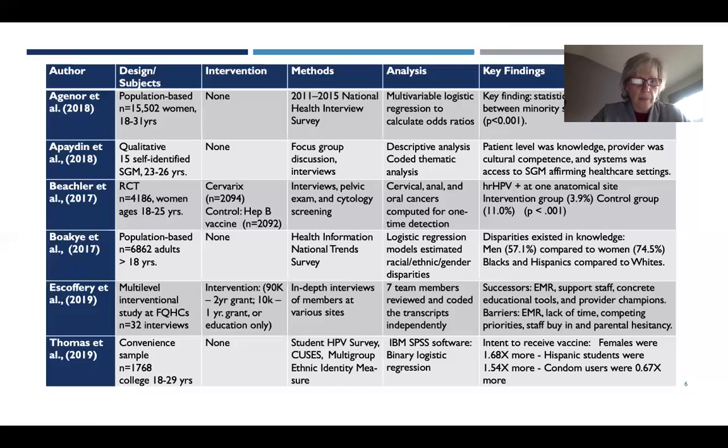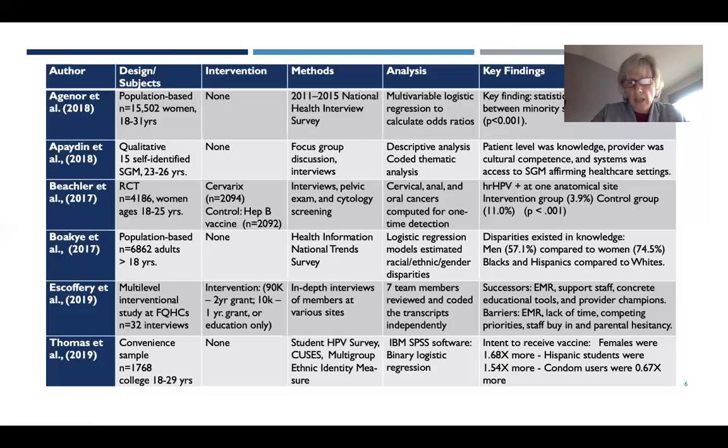And they needed to use that money to develop education and resources for both the adolescent population and the staff. They then did in-depth interviews. They had 32 people that they were interviewing at various sites, and they reviewed and coded the transcripts independently. And then they identified successors and barriers. So what they found for successors was the electronic medical record was helpful, support staff and teamwork, concrete educational tools and resources, and having provider champions on site who are always thinking and looking at ways to get that HPV vaccine on board.